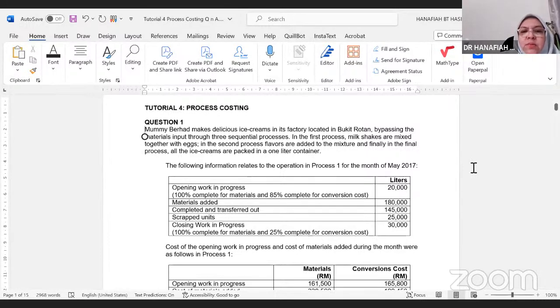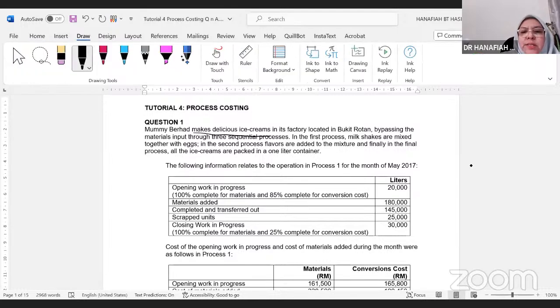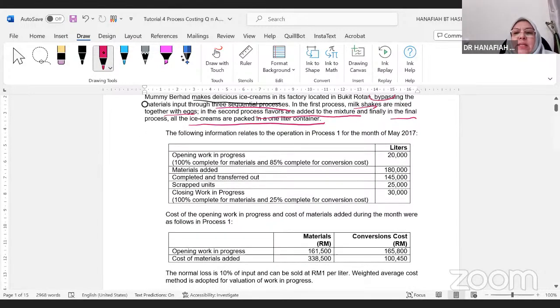So we make delicious ice cream. We make ice cream by 3 sequential processes. The first one is milkshake mixed with egg. In the second process, flavor is added to the mixture. And finally, the ice cream is packed into 1 liter containers. And I have all this information related to process 1.